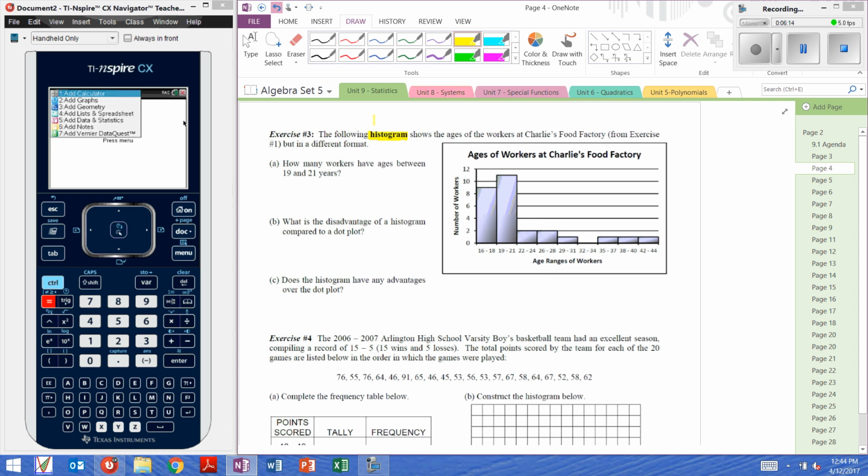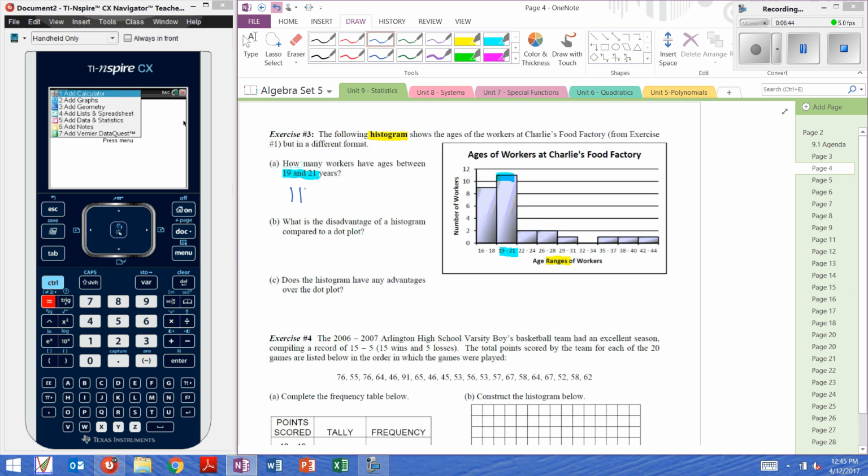The first thing that you might notice is that the ages are now in ranges. So it's not like just a 16-year-old, just a 17-year-old. They're categorized into different groups. So in part A, it says how many workers have ages between 19 and 21, and all we have to do is look at the top of that bar of the histogram to realize that there are 11 people who have ages between 19 and 21.